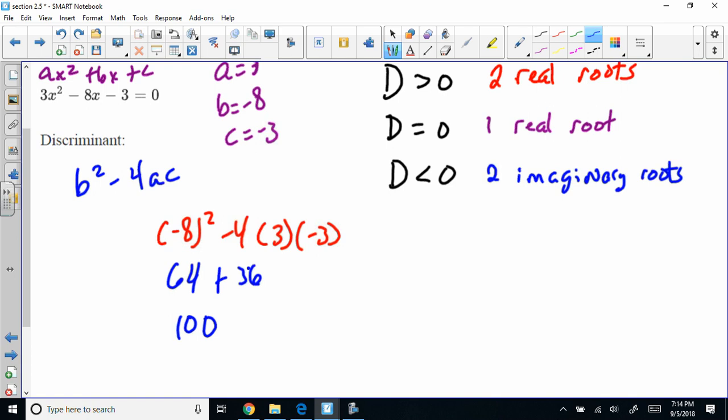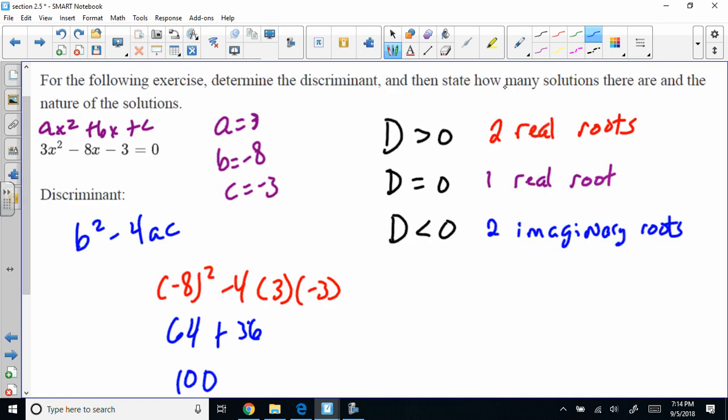So 100 is greater than 0, is it not? So therefore, describe my two roots, right? It says how many solutions there are and the nature of them. Well, they're going to be 2, and they're going to be real numbers. Any questions on that? That's strictly b squared minus 4ac, straight from the quadratic formula.